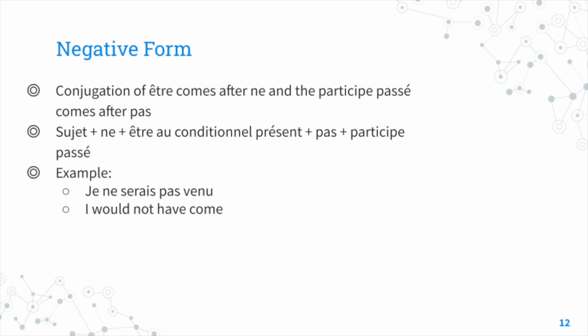So in this case, our sujet is je, then we add ne, then être conjugated in conditionnel présent, which is serais, then pas, then the participe passé of venir, which is venu.